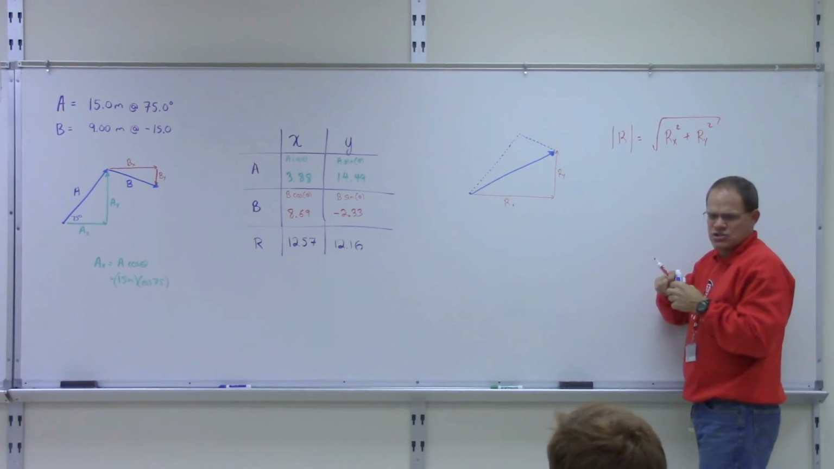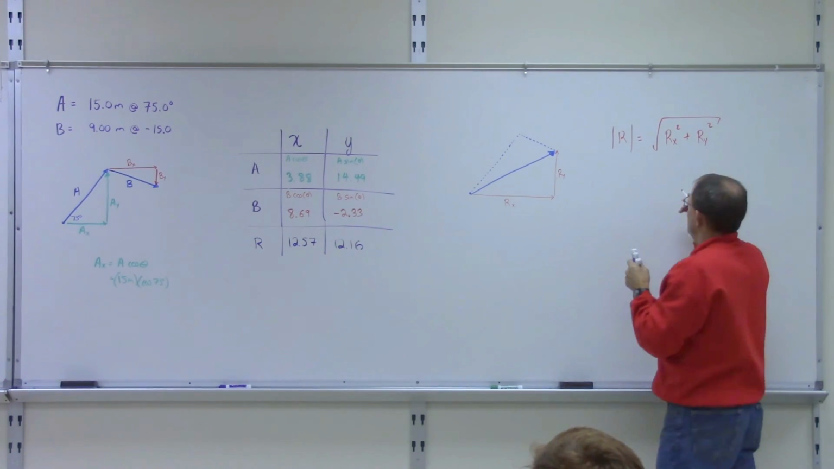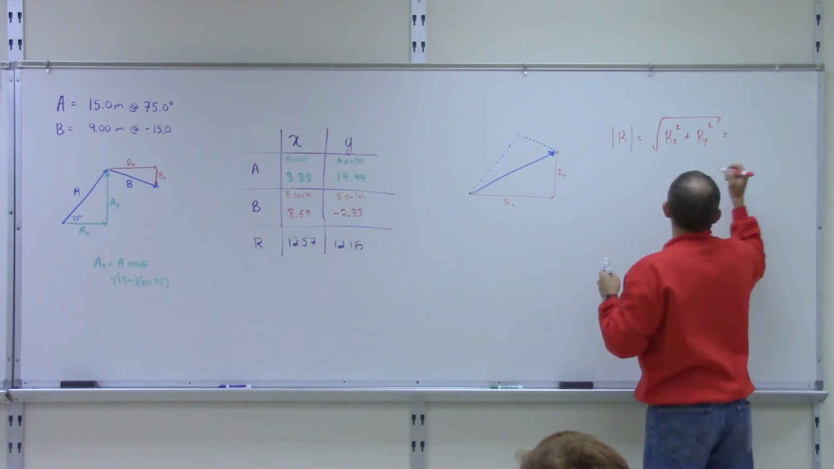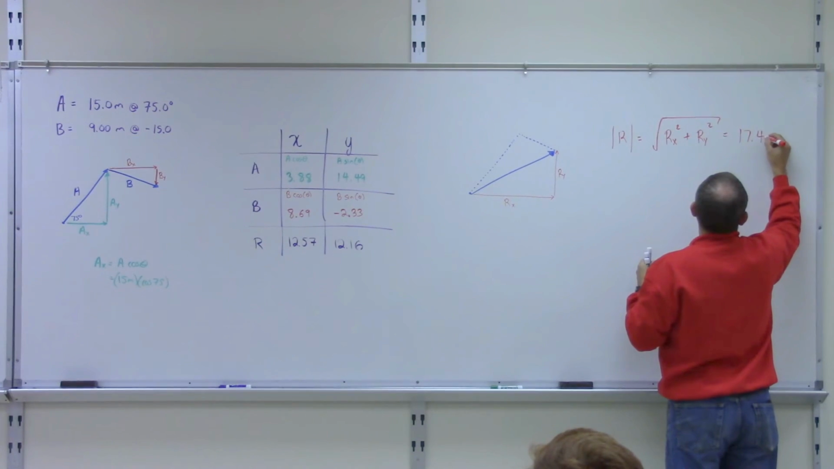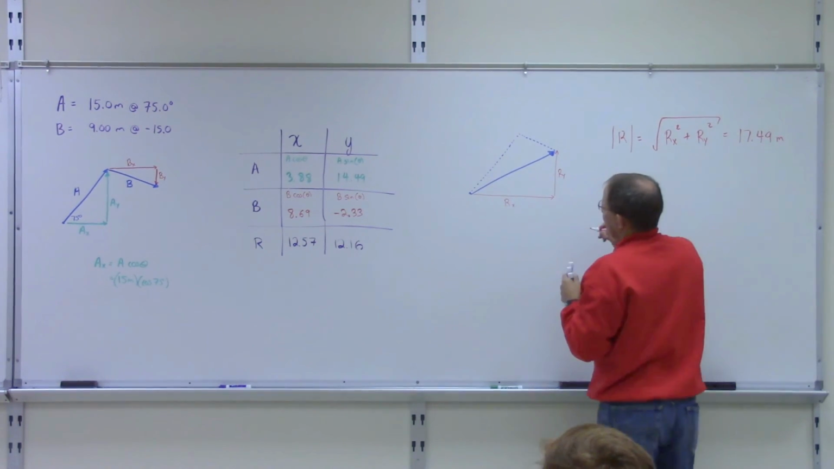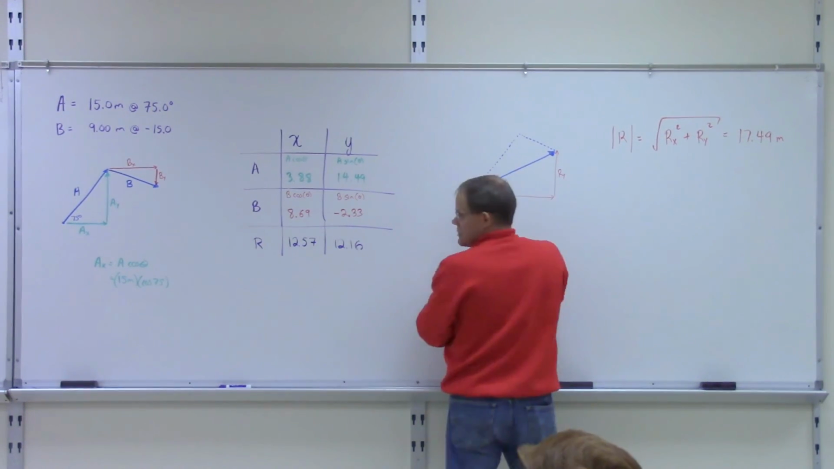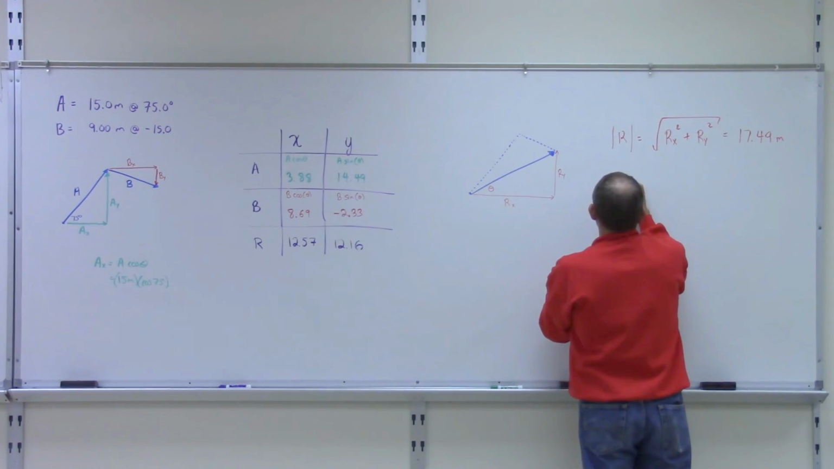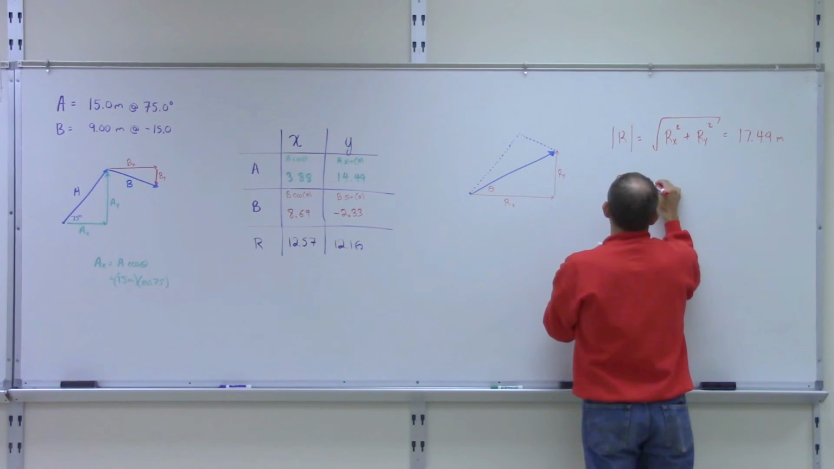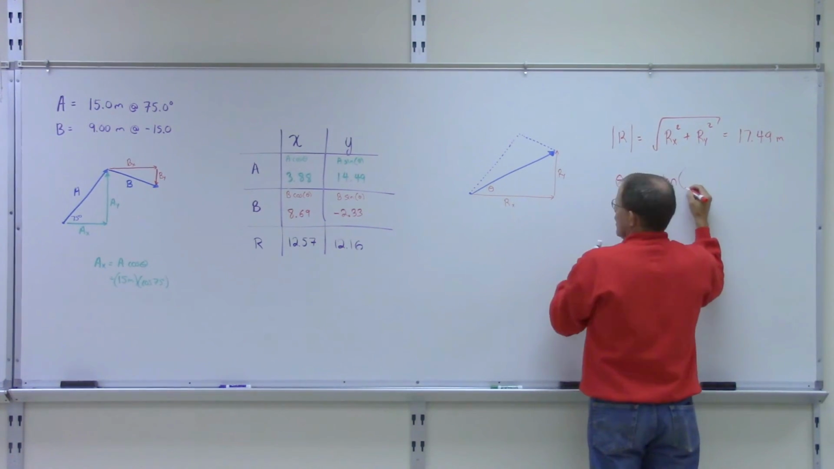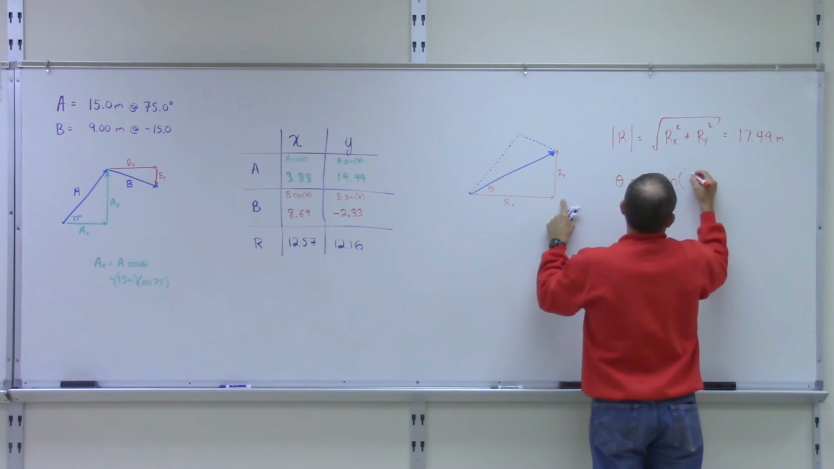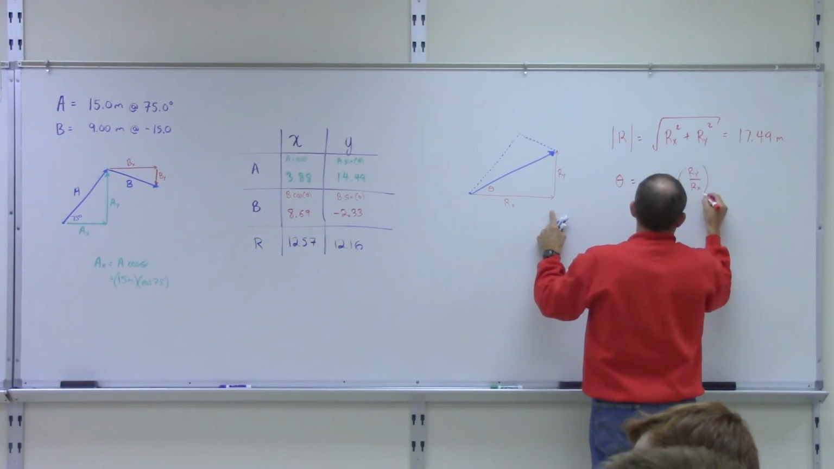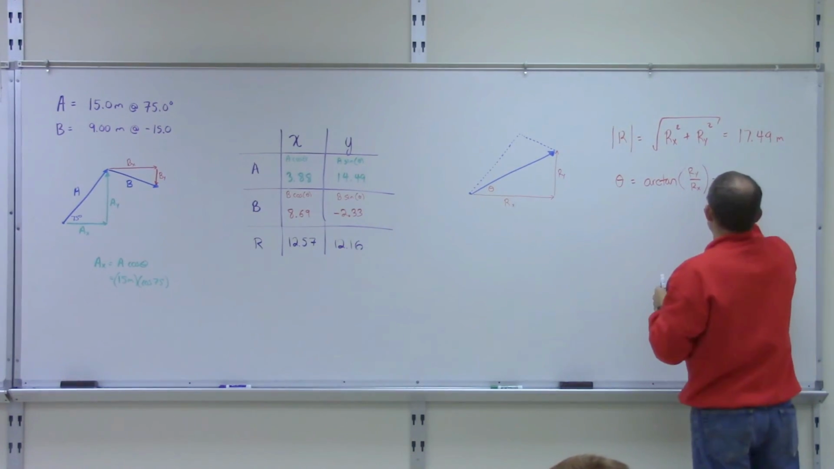And so that was the last question on the warm-up. And some of you got it. Good job. I think that is 17? 17 and a half? 17.49 meters. And if you want to find the angle of the result, what direction is that result pointing? You could use tangent. The angle will be the arc tangent of the opposite side, which is the y component, over the adjacent side, which is the x component. And you plug those numbers in.